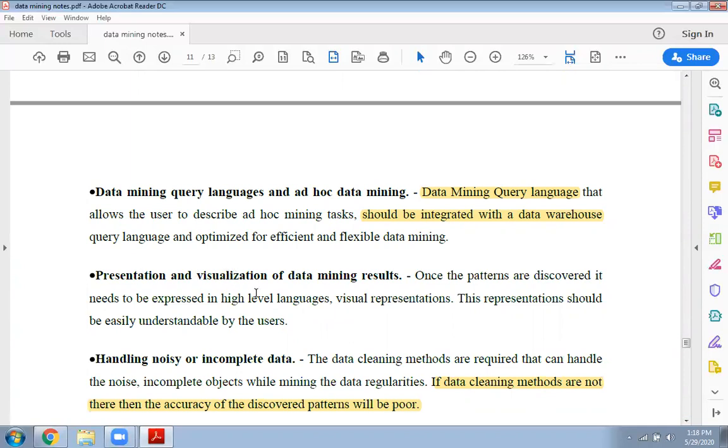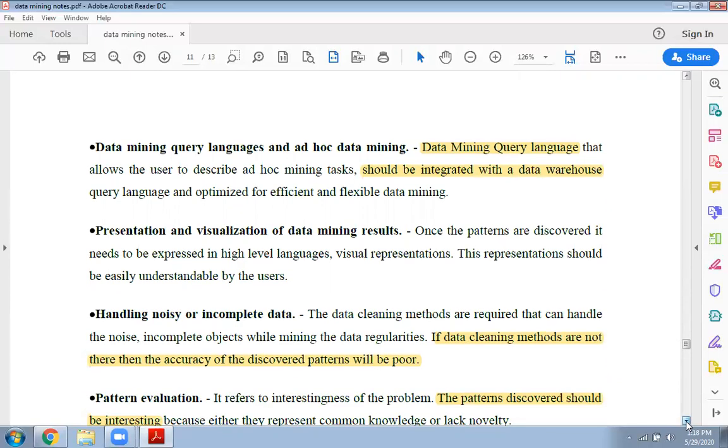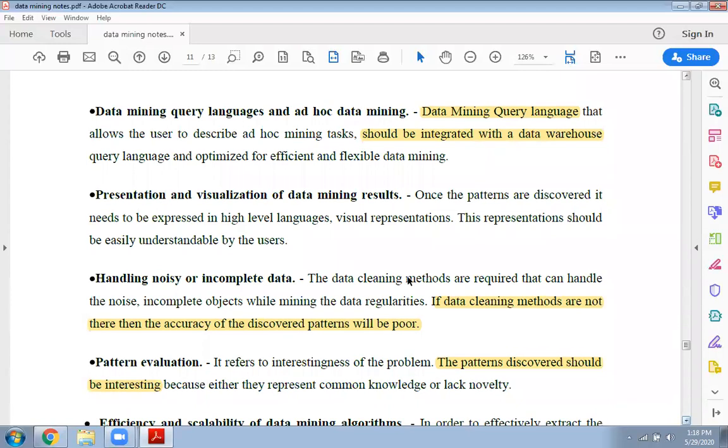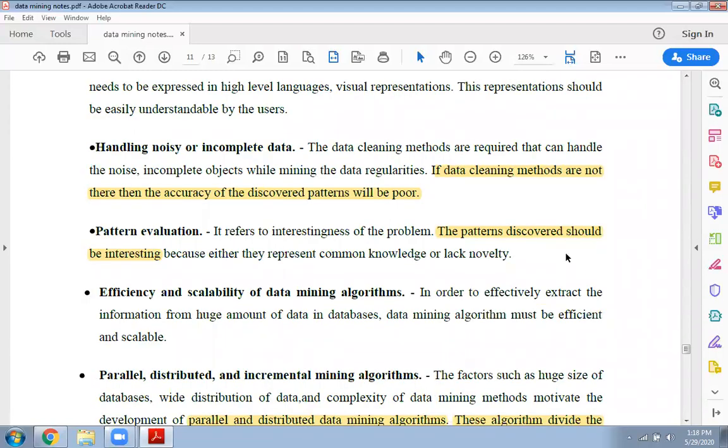Presentation and visualization of data mining results. Presentation should be good, visualization should be good. This is an issue, because the presentation and visualization should be very good, because you always want to see clear things that are simply understandable. And you should handle the noisy or incomplete data also. Data cleaning is very necessary. Data mining should do good pattern evaluation. Good efficiency should be there. Good scalability should be there.